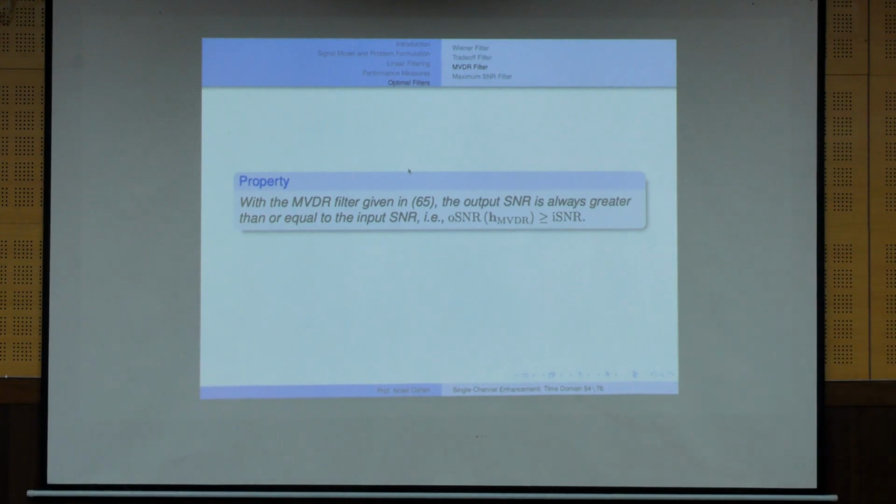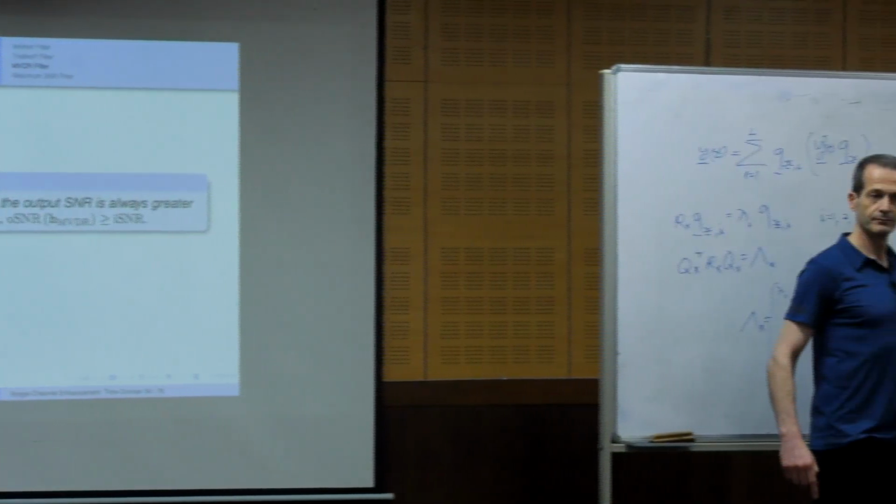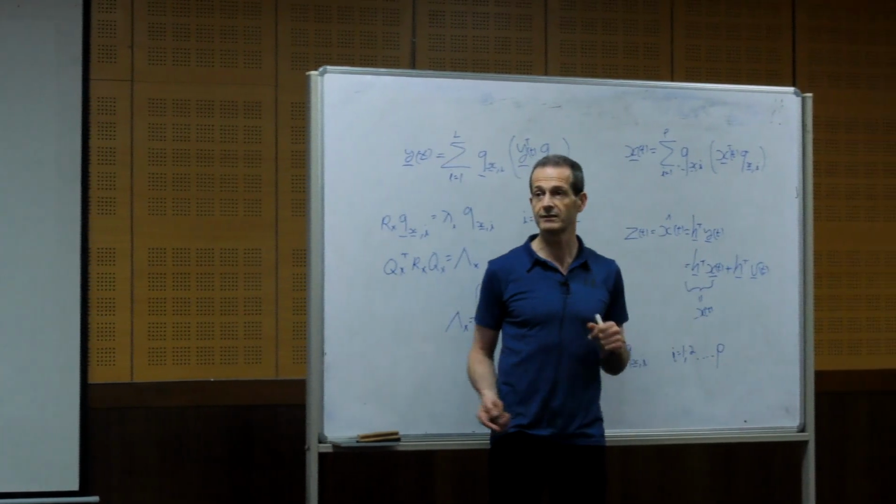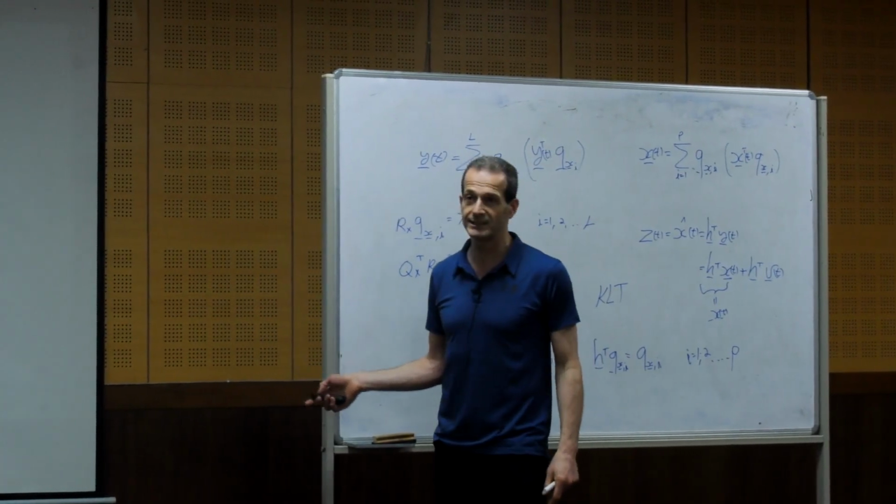The estimate has two components, X and residual noise. X is the same. The noise will be smaller than the input. So this ratio, the output, will always be higher than the input SNR, or at least equal to the input SNR. So this is very easy.